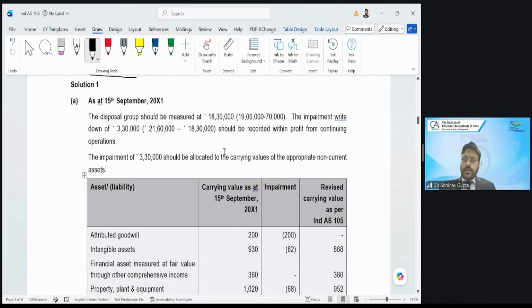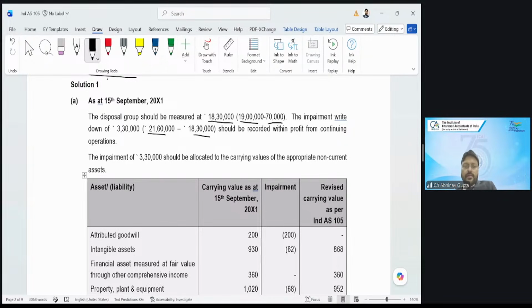Okay. So let's see how we are going to measure these items on 15th of September 2001, right? So the first task is to measure the value of the disposal group on 15th of September, on the date of classification itself, correct? So the disposal group should be measured at the fair value less cost to sell, right? 1830. And the impairment write down of rupees 330, that is 2160 minus 1830, should be recorded in the P&L from the continuing operations, right?